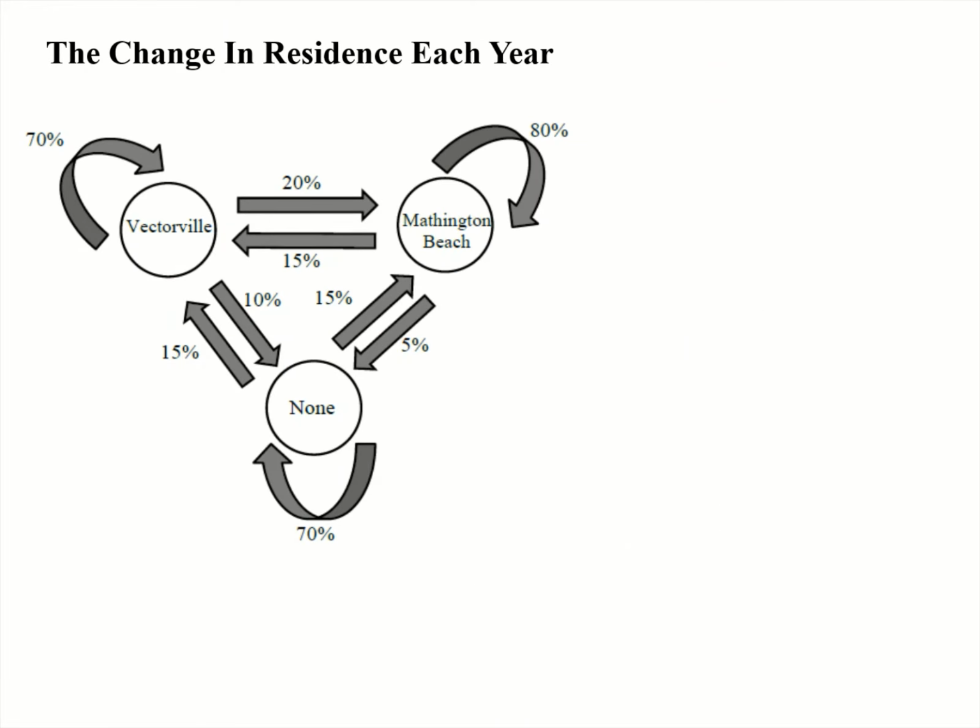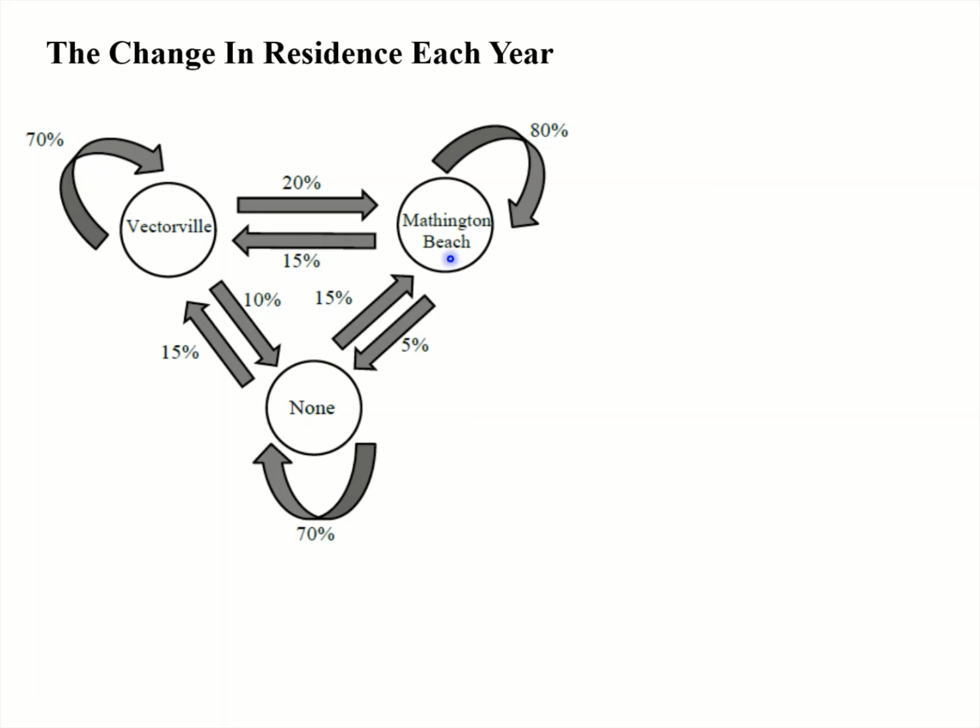Let's go to our next example. The change in residents each year. Okay, so we have Vectorville, Mathington Beach, and none. Let's just say this is all within a county, so this is other places within the county. So it looks like Vectorville, from year to year, 70% of the people usually stay there.